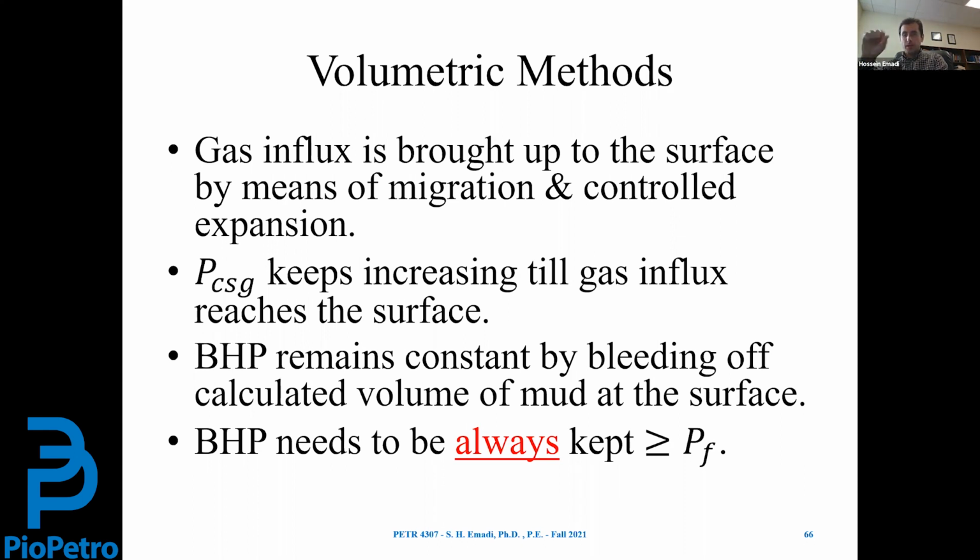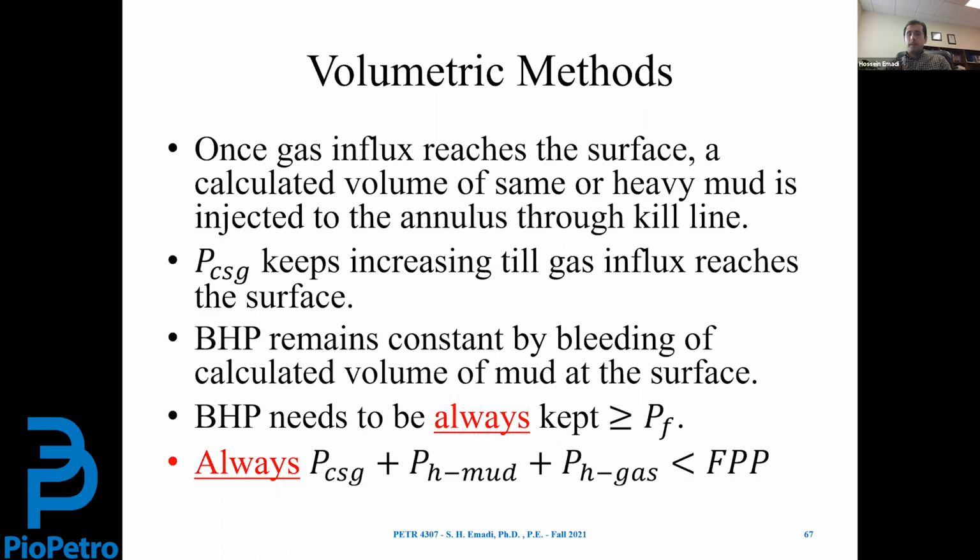So we have to determine the pressure increment, and then we calculate the volume of the mud we need to remove equal to the pressure increment. And by repeating this, we can safely bring the gas bubble up to the surface and then replace it with the drilling mud. Once the gas influx reaches the surface, we calculate the volume of the gas at the surface, and a calculated volume of the same or heavy mud is injected into the annulus through the kill line, and the well basically gets killed. And like the driller's method, casing pressure keeps increasing. Again, not continuously, sporadically.